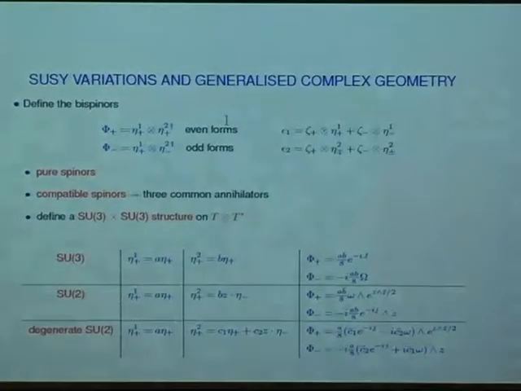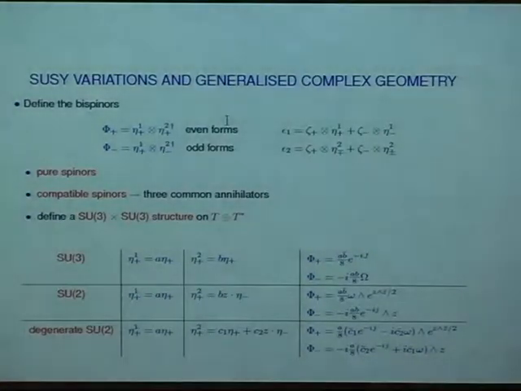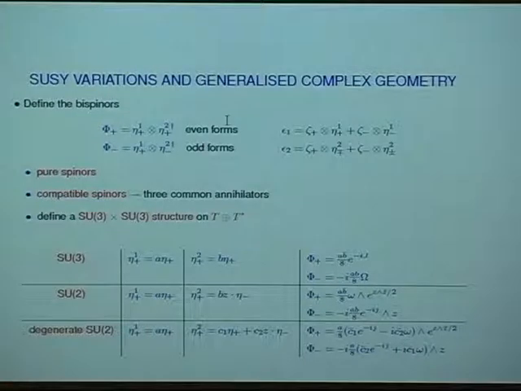The advantage of pure spinors is that pure spinors appear naturally in supergravity, because if we take the tensor product of the internal components of the supersymmetry variation, you see that you can define a pair of polyforms, one a sum of even forms and the other one a sum of odd forms. And actually, basically by construction, those forms are pure spinors. They are also compatible in the sense that they have in common three annihilators, and hence they define an SU(3) times SU(3) structure on T plus T star.